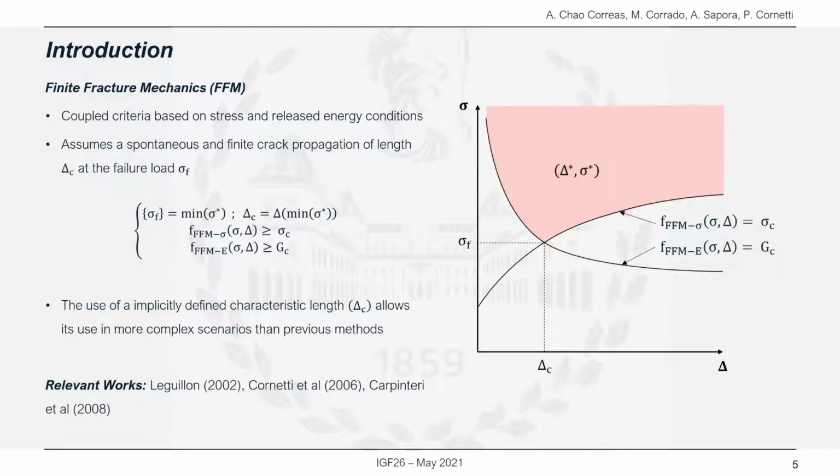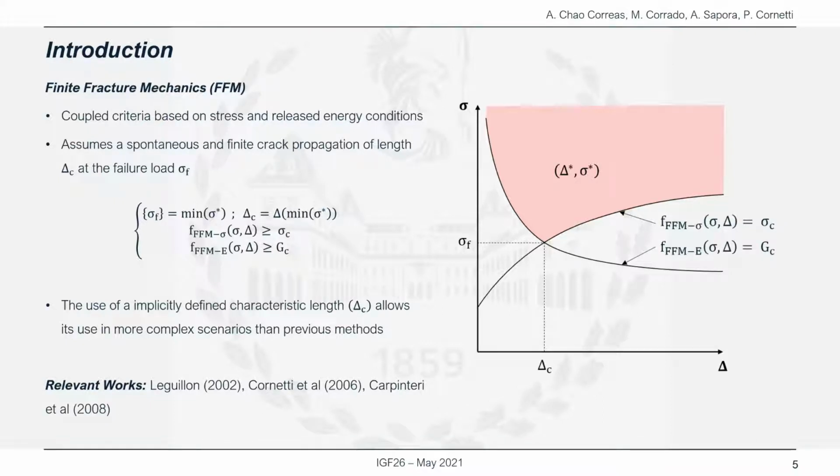One of these is the finite fracture mechanics, a relatively new framework from 2002 that considers a coupled stress energy criterion for fracture prediction and has already been successfully applied to many stress concentrations, such as circular holes, notches, or beam ligaments, proving its robustness. It considers that a spontaneous crack propagation occurs over a certain finite length, delta big sub c, at a failure load, sigma f. This solution is given by a minimization condition problem as shown.